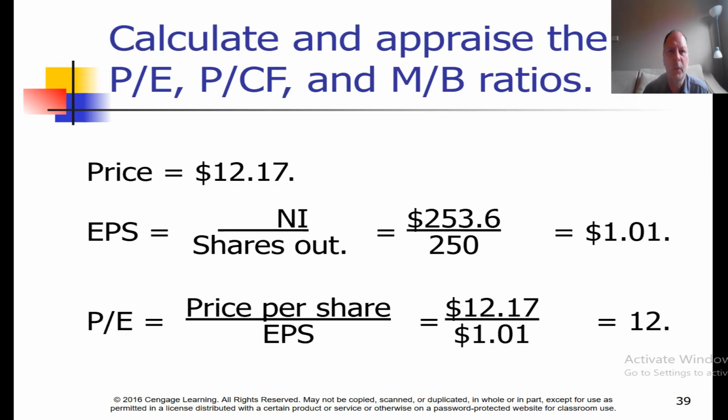Here is how we calculate and appraise various ratios: price to earnings ratio, price to cash flow ratio, and market to book ratio. Consider a company with a stock price of $12.17. Its earnings per share is the net income over shares outstanding. In our example, there are 250 shares outstanding, and a net income of 253.6. So the earnings per share is $1.01. Therefore, the price to earnings ratio is 12.17 over $1.01, or 12, which is actually rather low by today's standards.